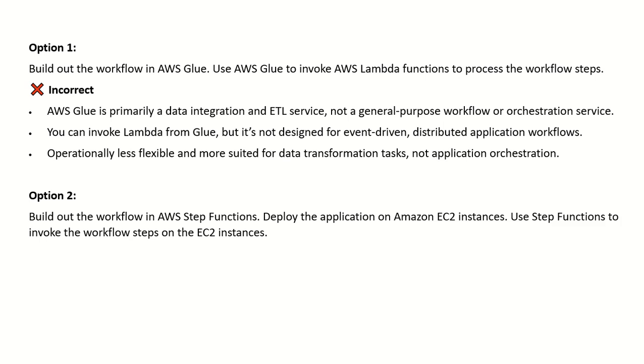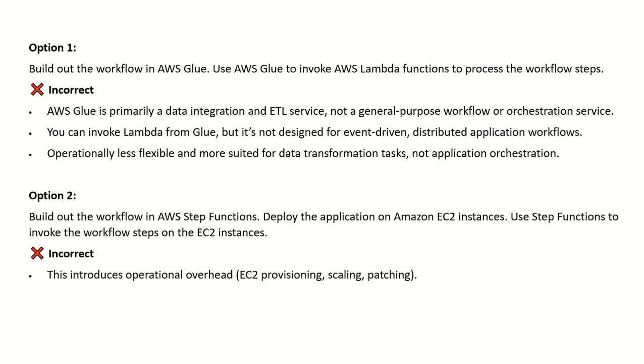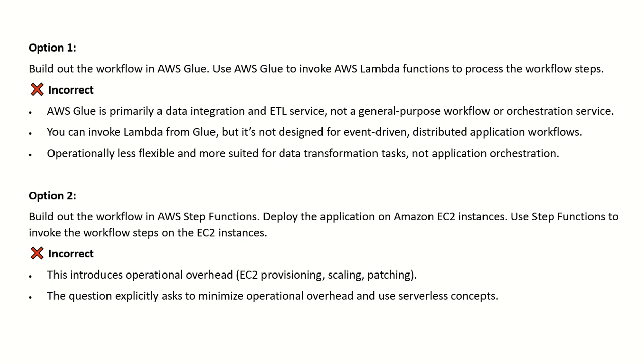So option 2, build out the workflow in AWS step functions. Deploy the application on Amazon EC2 instances. Use step function to invoke the workflow steps on the EC2 instances. This is also incorrect. Why? This introduces operational overhead, that is EC2 provisioning, scaling and patching. And the question also says to minimize operational overhead and use serverless concepts.